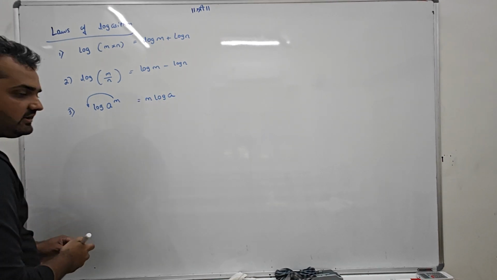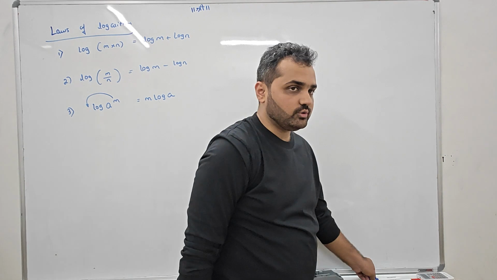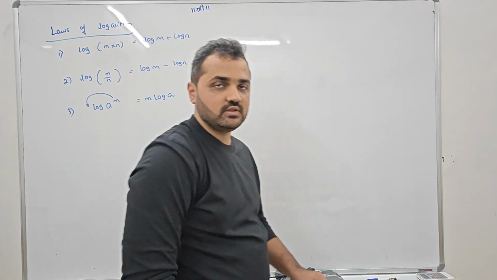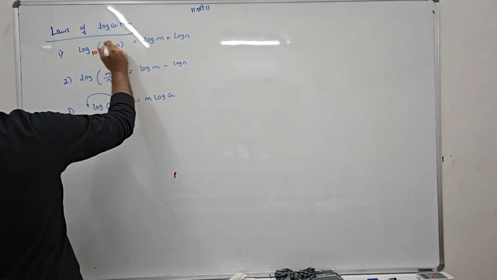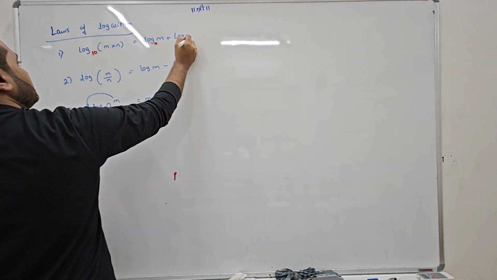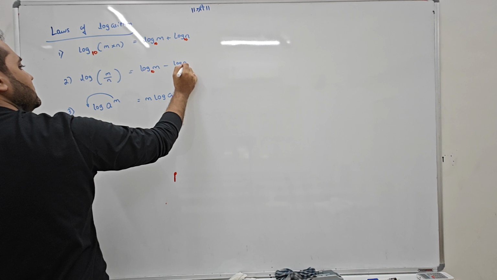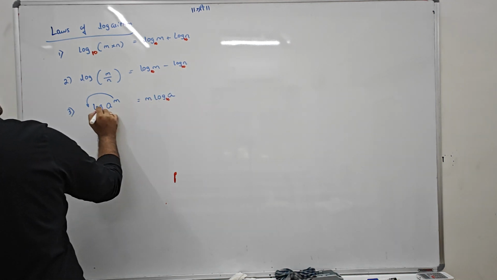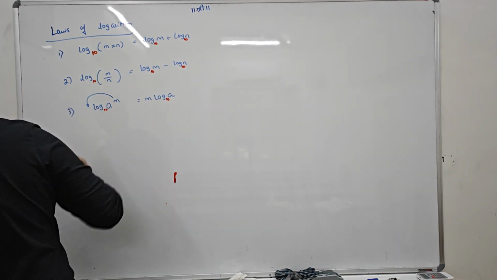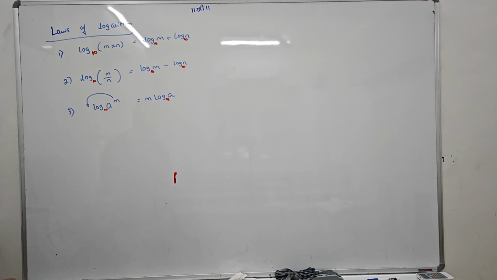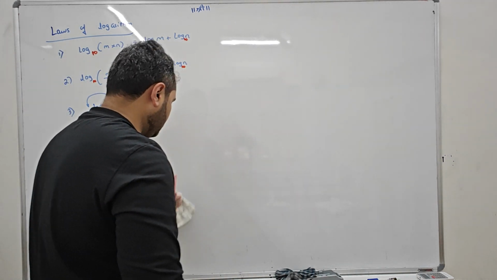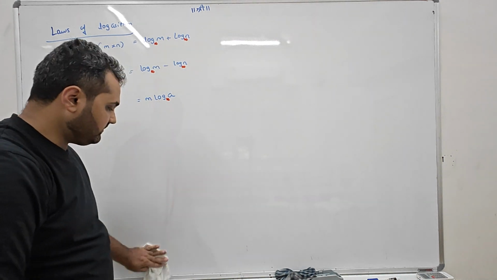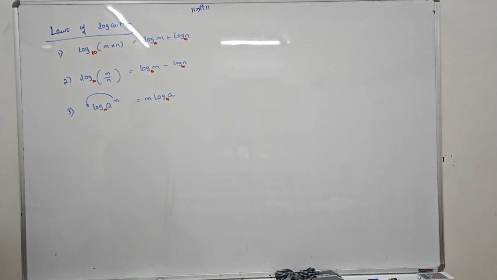But when I don't write the base, it is understood the default or common base is 10. When I don't write anything, the default base is 10. Whether I write it or not, my answer doesn't change. Don't forget, default base is 10. Please don't forget.